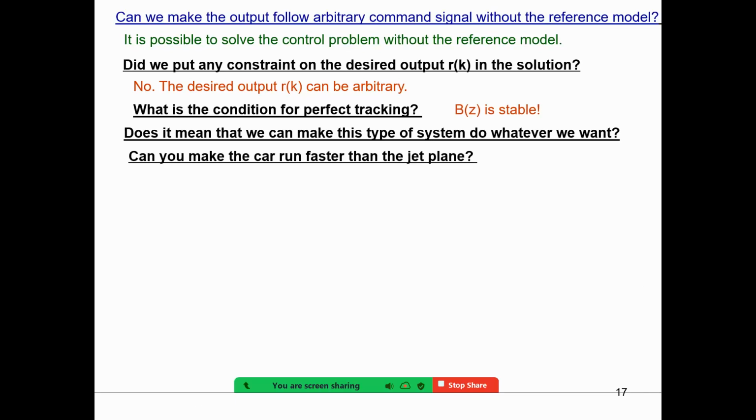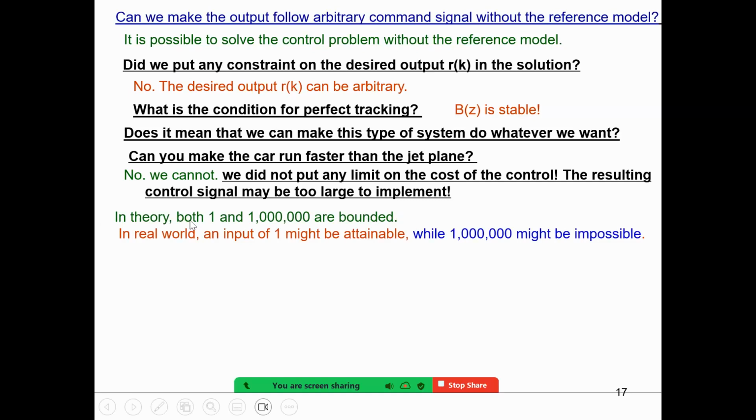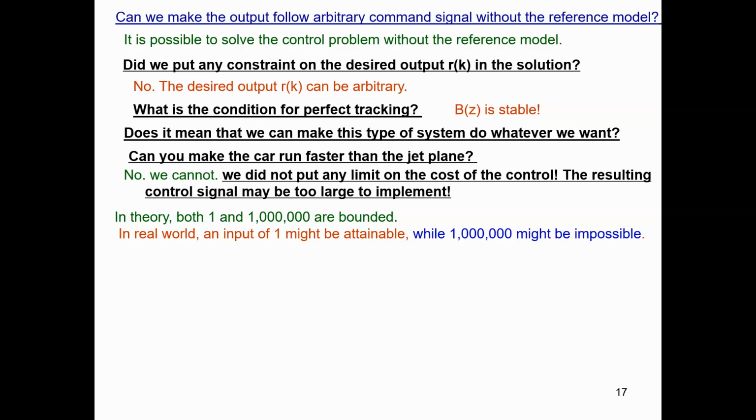But in reality, can you make a car run faster than a jet plane? No. The reason is that in all the solutions, we didn't put any limit on the cost of the control. We did prove that the signals will be bounded. All the input and output signals are bounded; we prove that they will not go up to infinity. But in theory, both 1 and 1 million are bounded. In practice, it means that only 1 is bounded, and 1 million is not bounded. 1 million can be considered as infinity. So there is a difference between practical boundedness and theoretical boundedness. That's the reason.